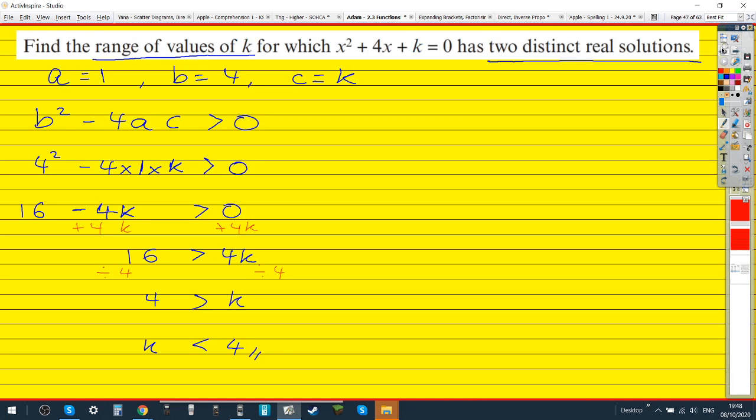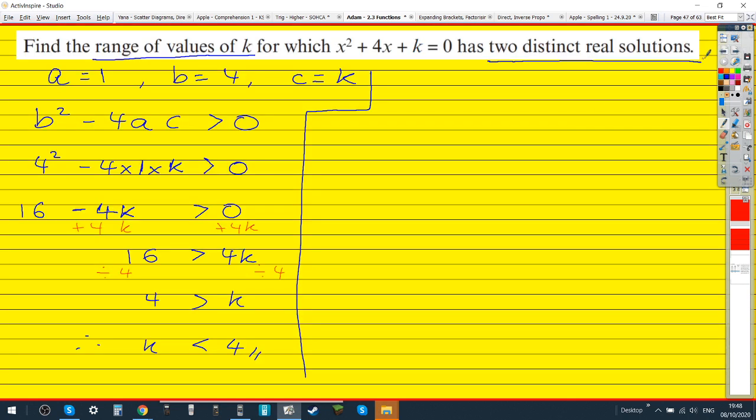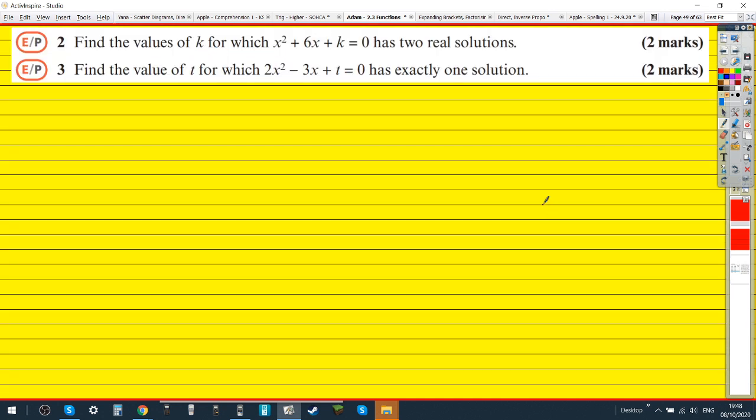Why do you have to flip the number around at the end? It's just because that's the way we speak. Like 4 is bigger than k, and so therefore k is less than 4. If someone asks you what the range of values for k is, you say, well, k is less than 4. I think you'd probably get full marks if you wrote 4 is greater than k. It's not a mathematical thing. I think you'd be okay for these.